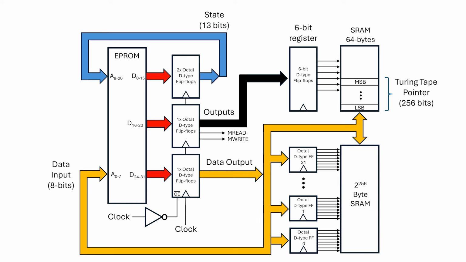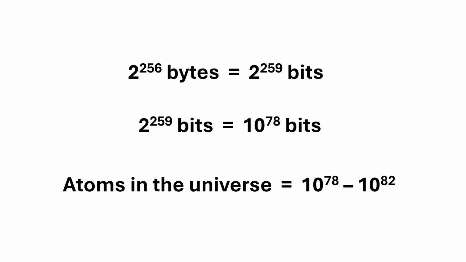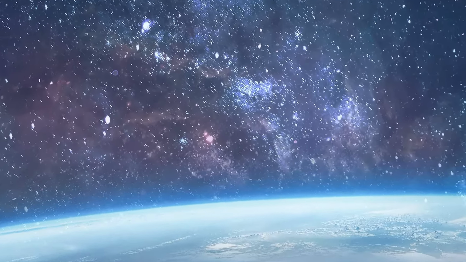Now I'm going to add in God's awesome static RAM, which has 2 to the power of 256 bytes of storage. Let's see, 2 to the power of 256 bytes is equal to 2 to the power of 259 bits, which is approximately equal to 10 to the power of 78. Now estimates vary, but the number of atoms in the known universe is in the range of 10 to the power of 78 to 10 to the power of 82. This memory is large enough to have 1 bit for every atom in the known universe.